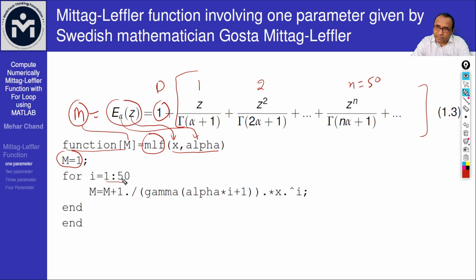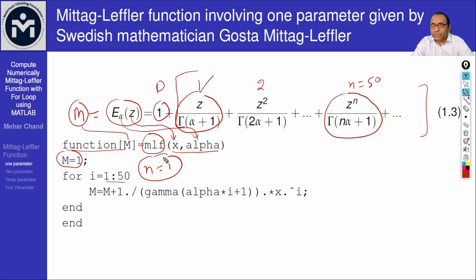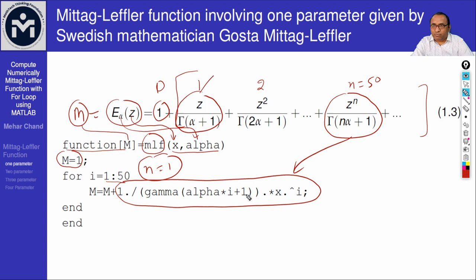Now, when we have n equal to 1, this term will be calculated at this place. But for writing the code, we will use this general term, because with the help of this term, we can pass all the values. But n equal to 1 is a particular case. So here, as you can see, this is the part from this term: 1 upon gamma of alpha n. In the place of n, we are using i. This is alpha product i plus 1. And this gamma function is an inbuilt function in MATLAB. We can use it directly at this place.